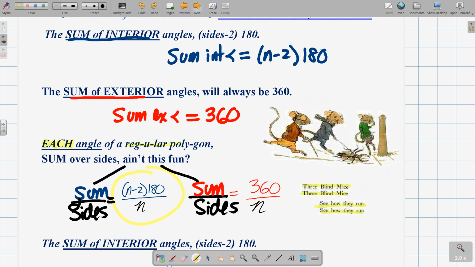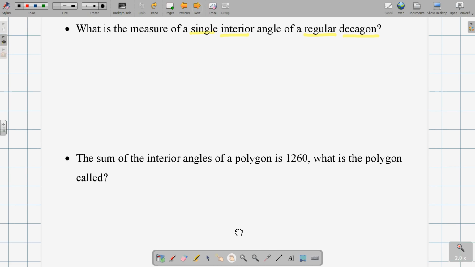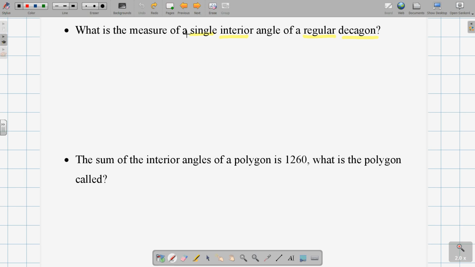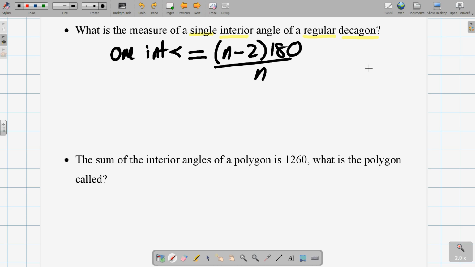So we're going to write this down. Always write down your equation. One interior angle is sides minus 2 times 180 over number of sides. Now I account for this word. My n here equals 10. So now I can take where my n is, and you can put a 10 there. So 10 minus 2, that's 8 times 180 over 10.